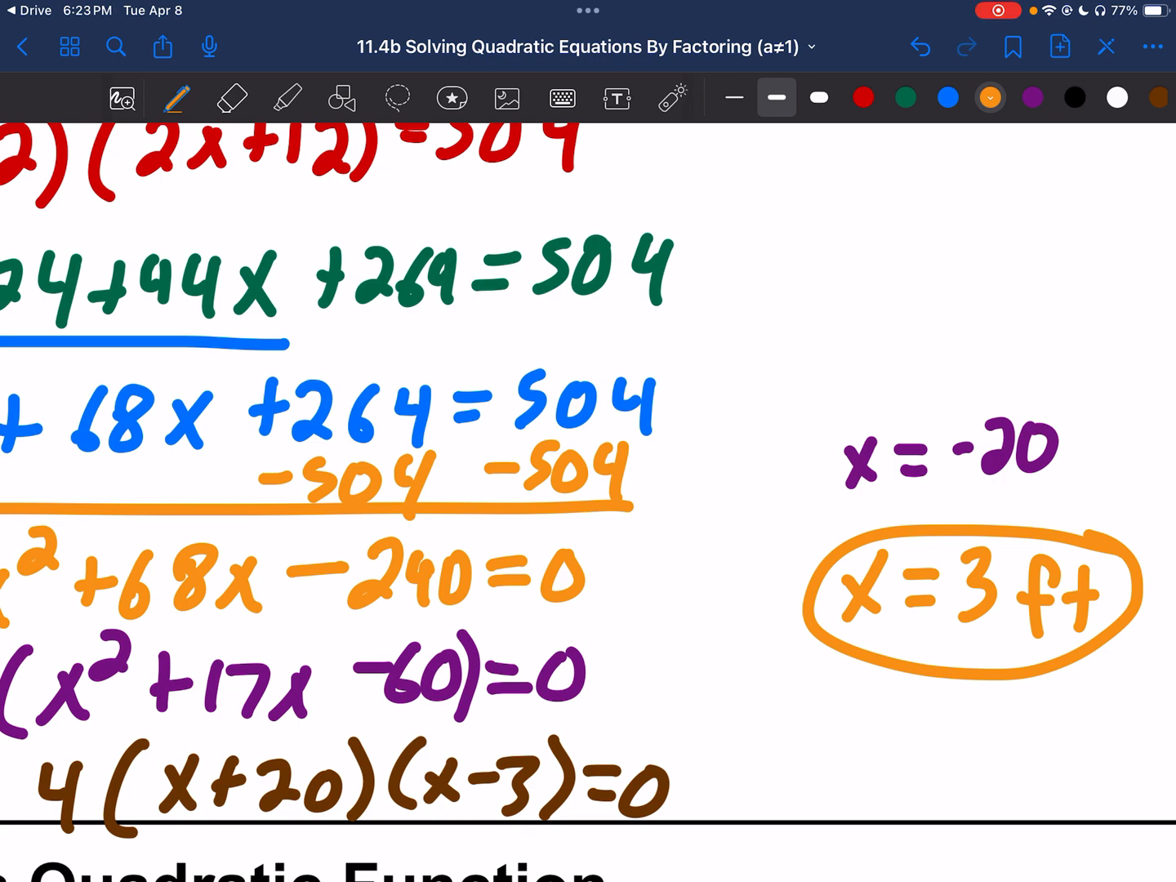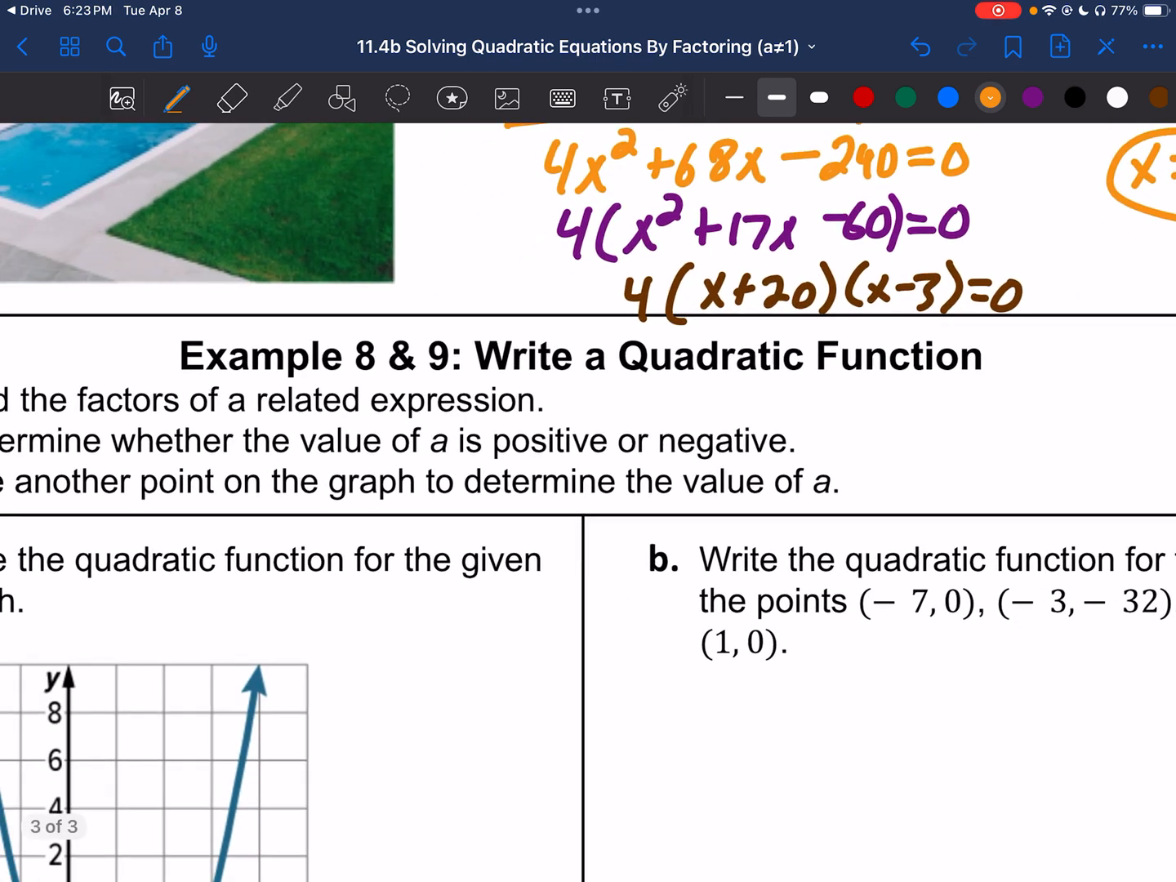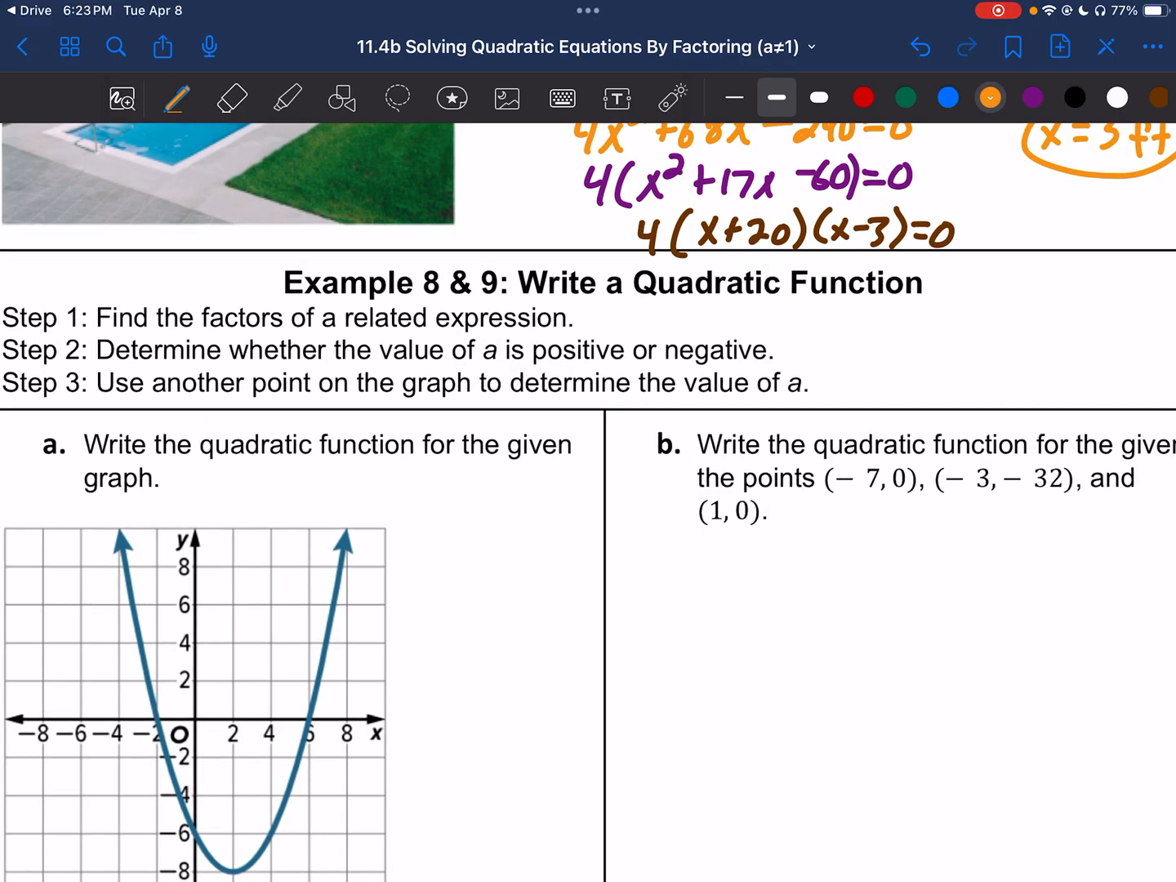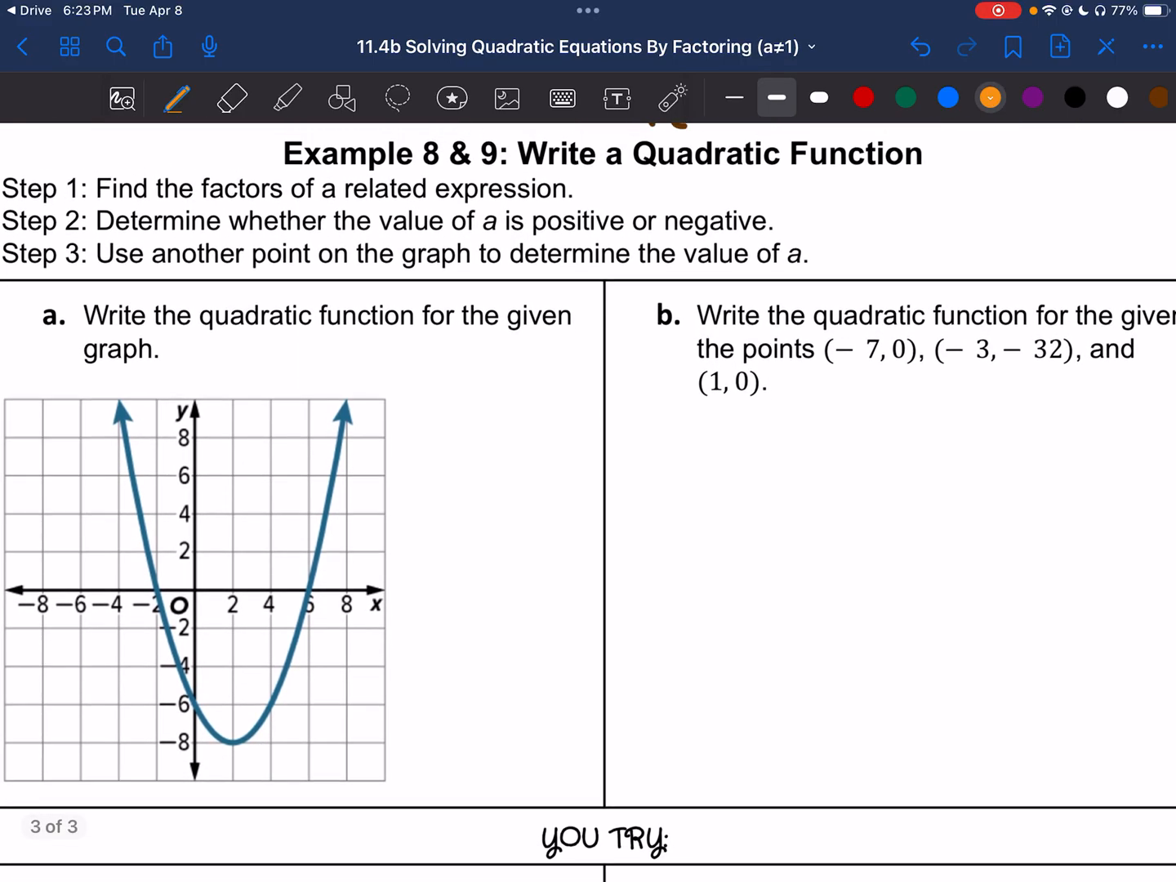All right. So example 8 and 9 have you writing a quadratic function. So we're going to be given either a graph or we're going to be given 3 points, and we need to write the function based on the information that we have available to us. So the first thing we need to do is to find the factors of a related expression. Okay, so we're going to find our factors. We're going to determine whether the value of a is positive or negative, and then we're going to use another point on the graph to determine what the value of a is going to be.